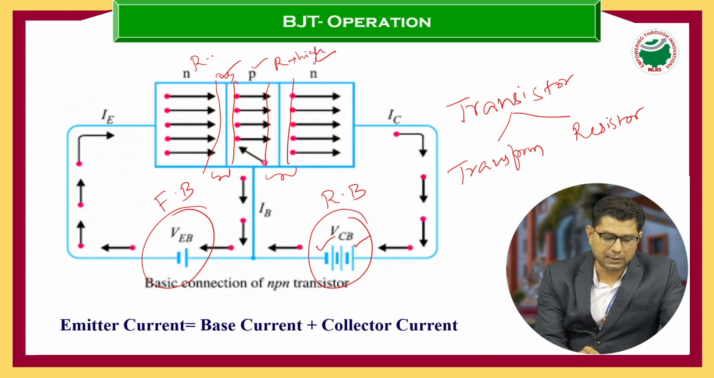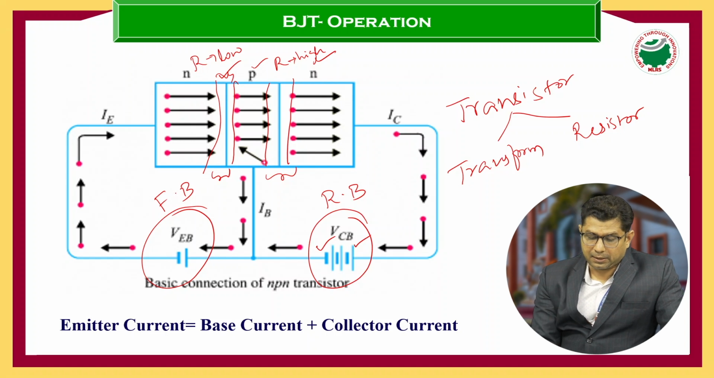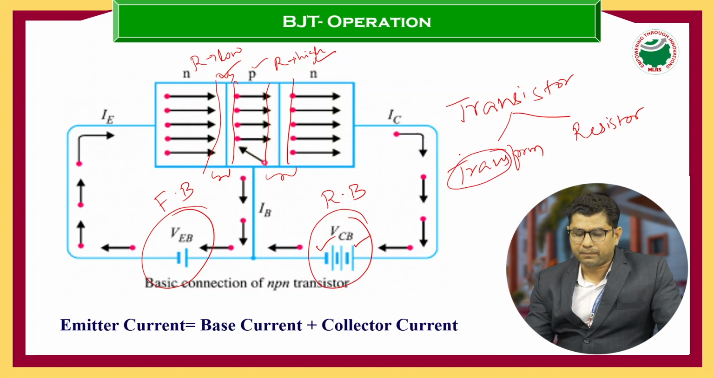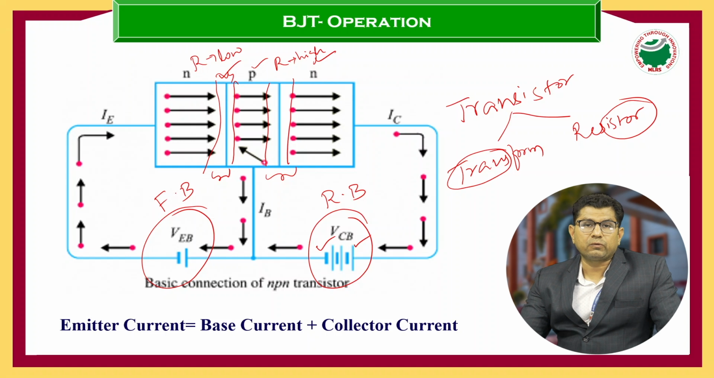Here the resistance is low. Indirectly, we are moving charge carriers from low resistance to high resistance. That's why it is called transistor: "trans" we took from transfer and "istor" we took from resistor. Both we mix and we call it a transistor. So a bipolar junction transistor means two types of charge carriers are involved, and indirectly the charge carriers are moving from low resistance to high resistance.